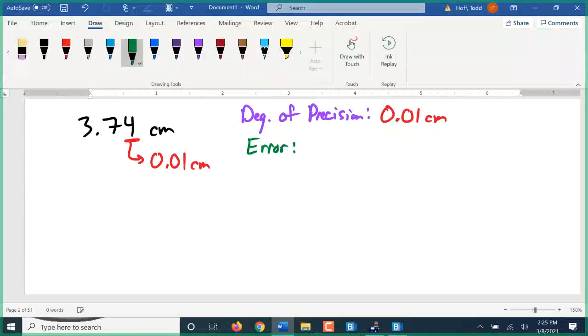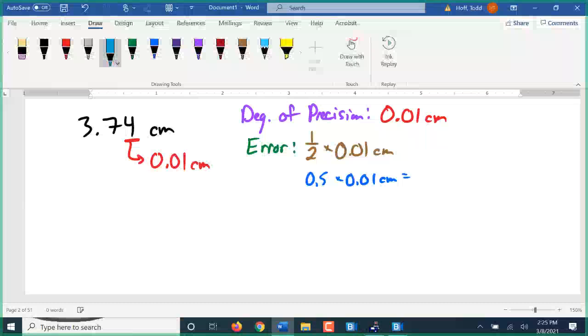Which means our possible error, 1/2 times 0.01. Now, to make this easier on ourselves, we could do 0.5 instead of 1/2 times 0.01 centimeter, which is going to give us plus or minus 0.005 centimeters.